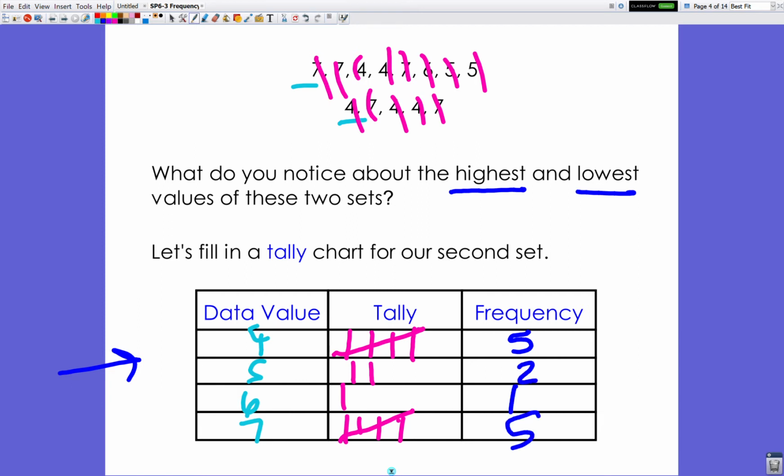Now, going back to our original question, what do we notice about the highest and the lowest values of this data set? Well, I noticed the lowest has 5 for a frequency and the highest has 5 for a frequency. So they have the same frequency.